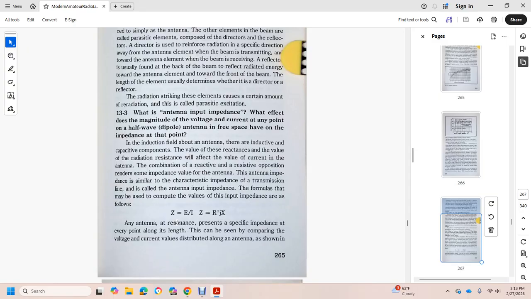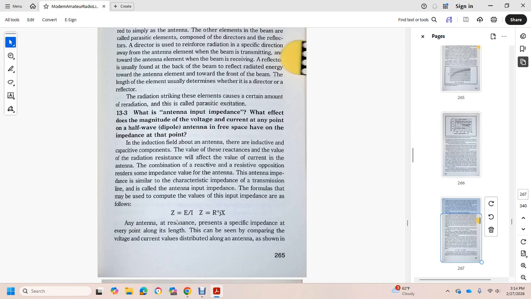The input impedance is the ratio of voltage to current at any point. For a half-wave dipole antenna in free space, the impedance at this point includes the induction field, with an inductive and capacitive component value, the reactance, along with the radiation resistance and the current in the antenna. The combination of the reactive and resistive opposition is the sum of the impedance value. The antenna impedance is similar to the characteristic impedance of a transmission line, and it is called the antenna input impedance. The formula to compute the input impedance is: input impedance equals voltage over current. The impedance is equal to the resistance plus jX, where the resistance represents the specific antenna resistance at every point along its length.